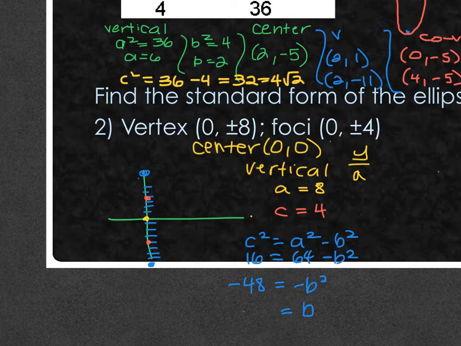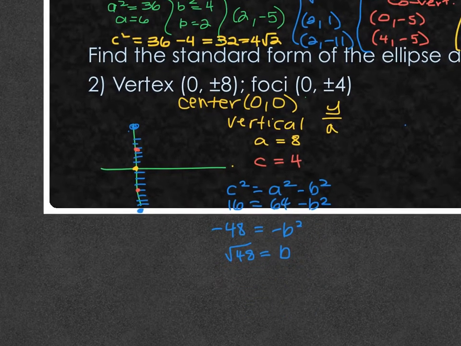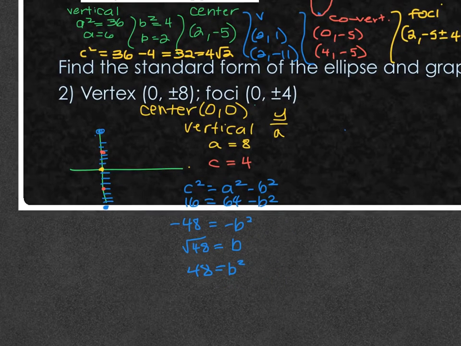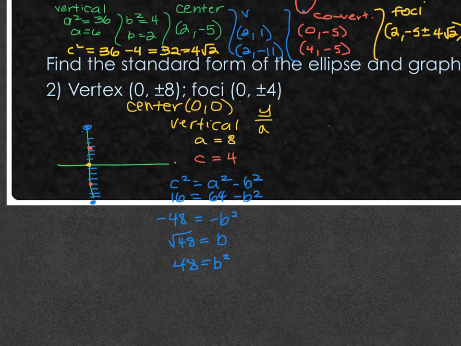And b equals the square root of 48, or b squared, which is actually all I need. b squared is 48. If it asked me to identify all those parts, obviously I would take the square root of 48 and simplify that. But to get the equation, I actually leave it squared, so it doesn't matter.